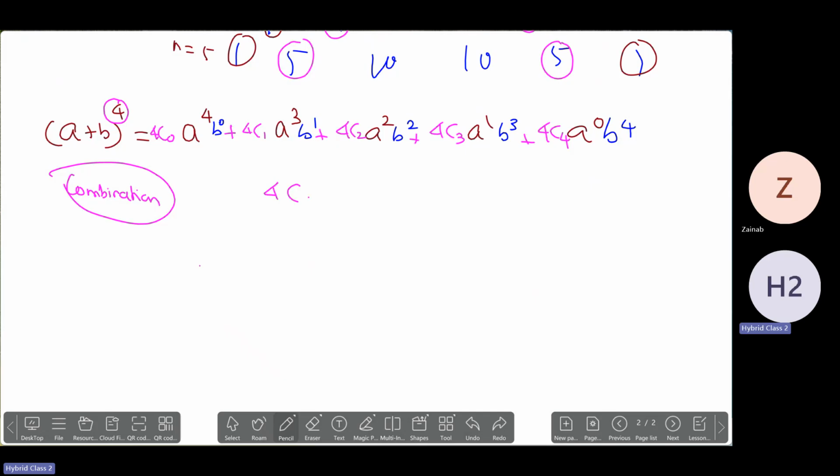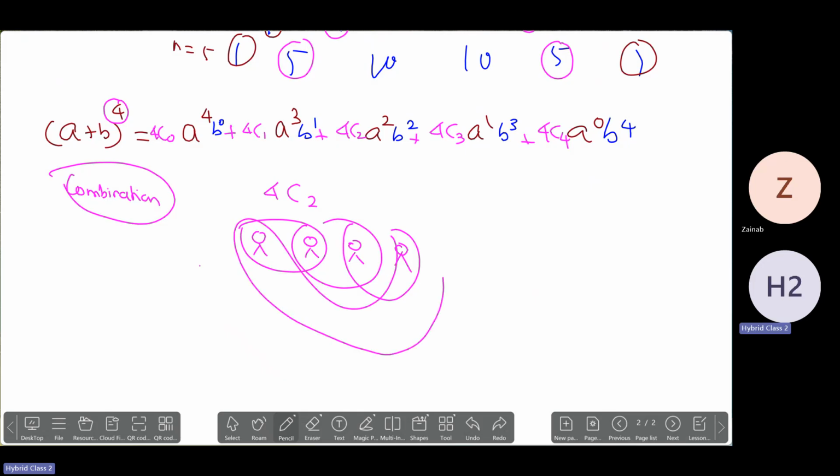4C2. If I say 4C2, what does it actually mean? For example, there are 4 people, and we are going to choose only 2 for some competition. How many ways can I choose? I can choose these 2, or these 2, or these 2, or these 2. How many ways can it be done? That is given by the answer 4C2.